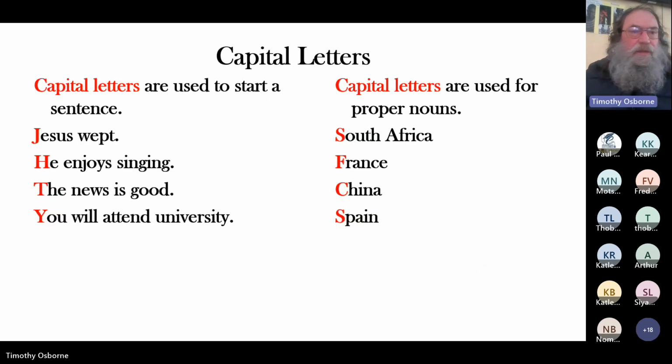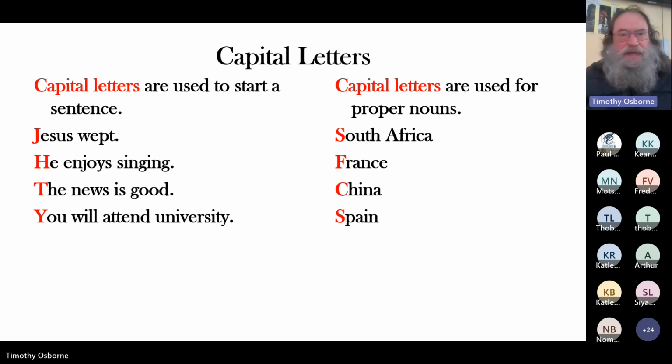Capital letters are, as you can see, used to start a sentence. Here are some examples. I'm not going to read them all to you. I'm sure you're perfectly capable of reading them yourself. Also, capital letters are used for proper nouns. That's another very commonly known fact. And here are some examples of proper nouns for you.